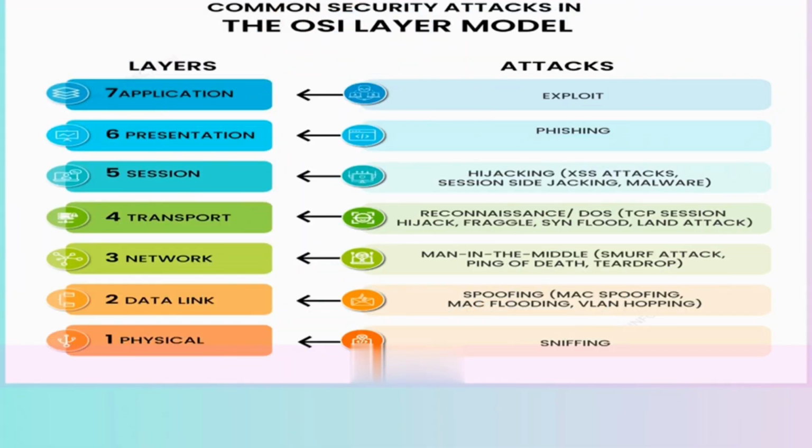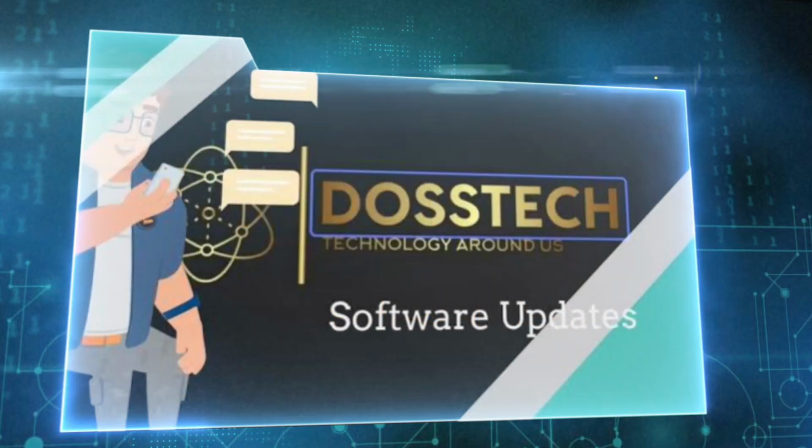Common security attacks in the OSI layer model. Seven, application: exploit. Six, presentation: phishing. Five, session: hijacking, XSS attacks, session sidejacking, malware. Four, transport: reconnaissance, TCP session hijack, fragile, SYN flood, LAND attack. Third, network: man in the middle, smurf attack, ping of death, teardrop. Second, data link: spoofing, MAC spoofing, MAC flooding, VLAN hopping. First, physical: sniffing. Thank you for watching.